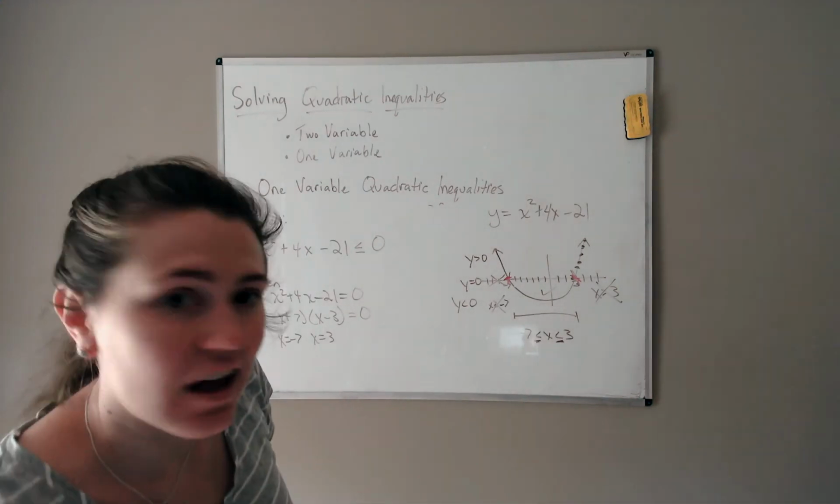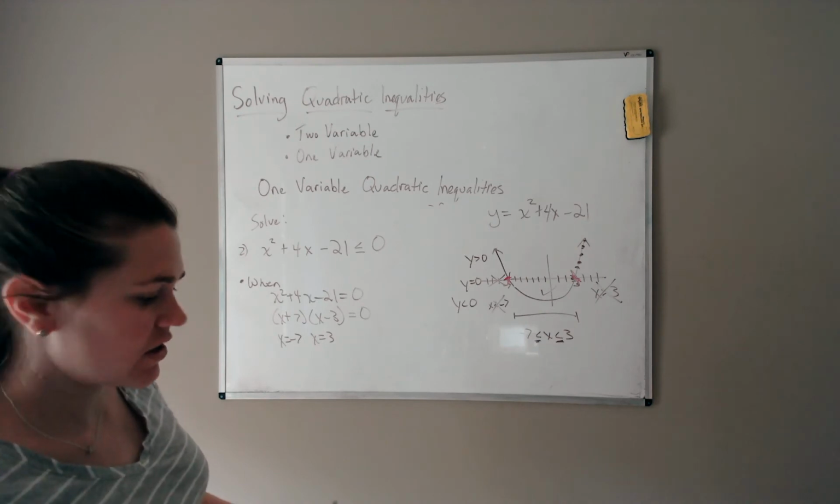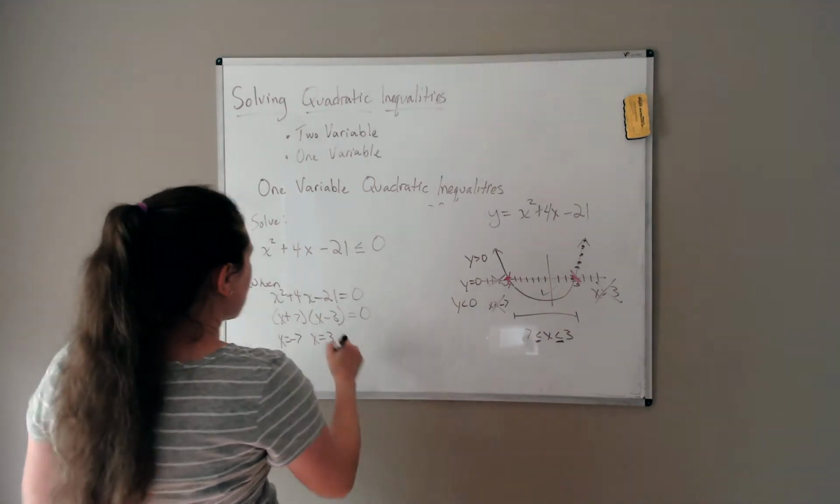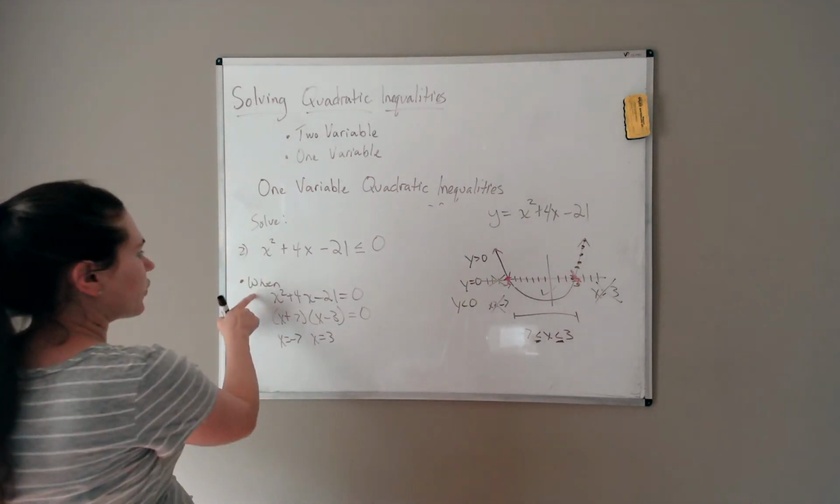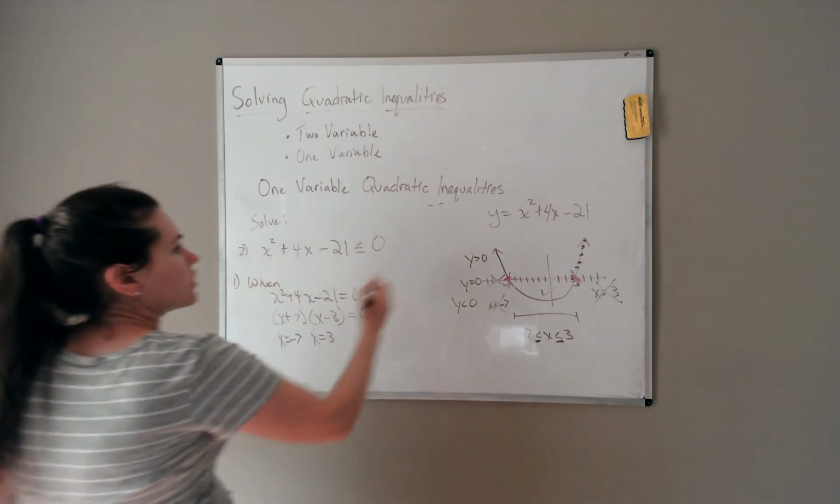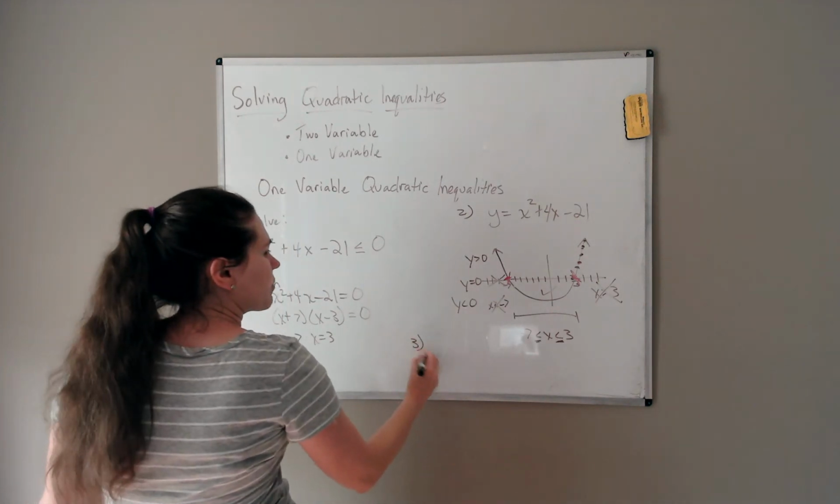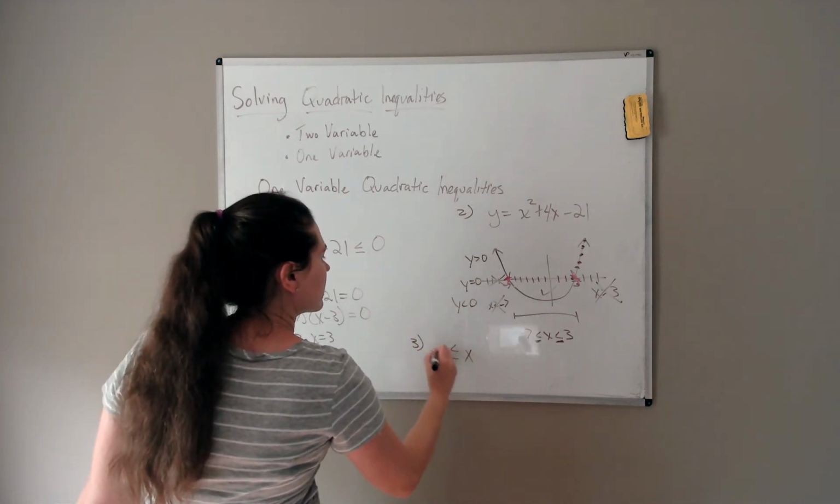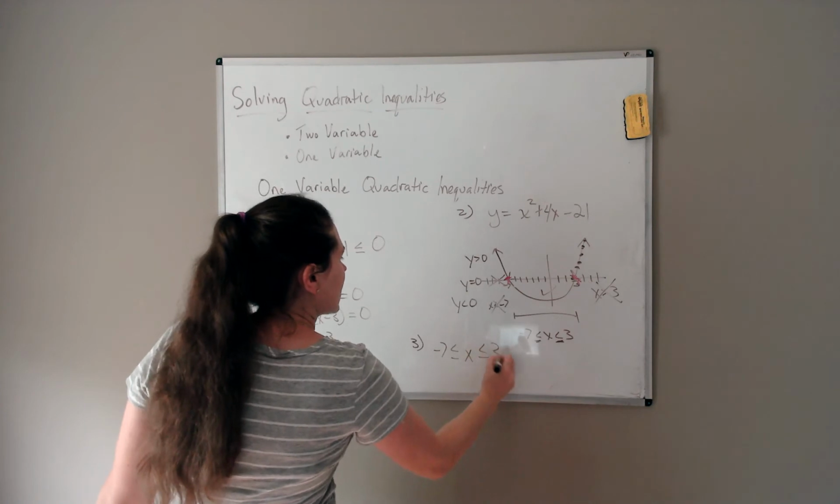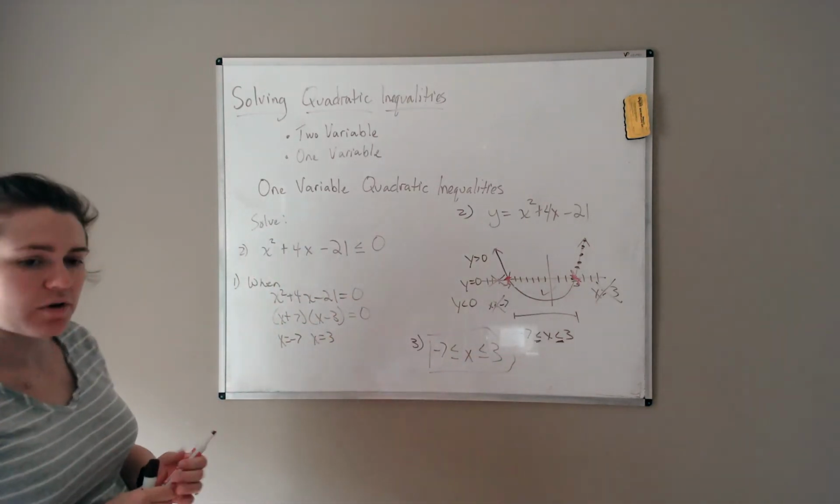This is an and. This goes back to, these are compound inequality problems. So the answer to this, first you get when it equals 0. That's the first thing. Your second is to look at the graph. Now third, answer the problem. So when x is greater than or equal to -7, but less than or equal to 3, that is your answer to this problem.